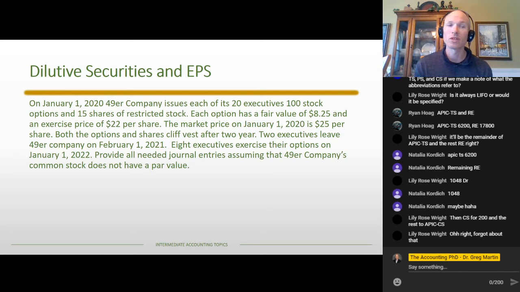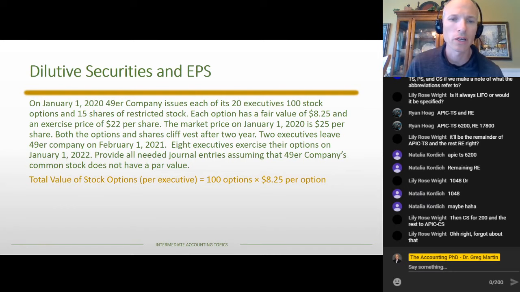Whereas with the stock options, nothing happens as far as an issuance until the options are actually exercised. So the timing of the issuance is a little bit different depending on whether it's stock options or restricted stock. That's something to keep in mind as we think about the journal entries. To give ourselves a perspective, I'm going to compute the total value of the stock options per executive, because we originally have 20, but then a couple leave, so there's some stuff we need to pay attention to. Each executive has 100 options, and the fair value of each option is $8.25, for a total of $825.